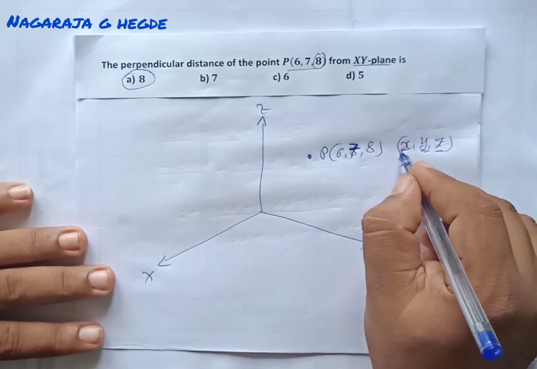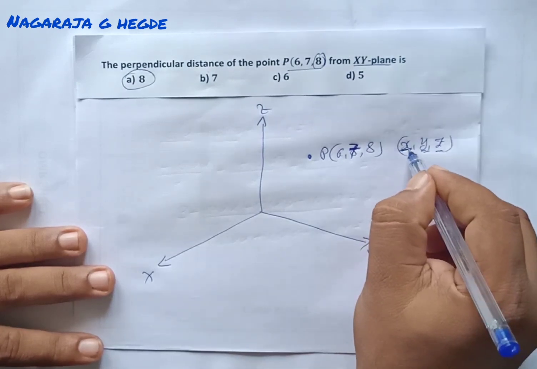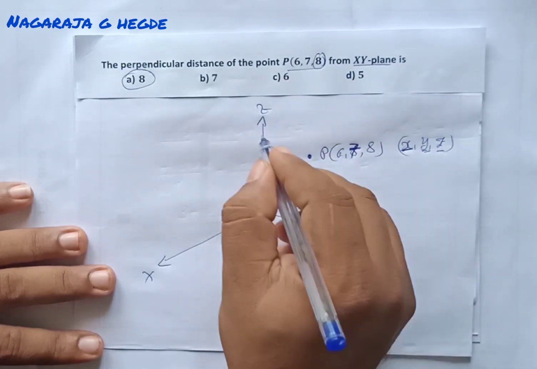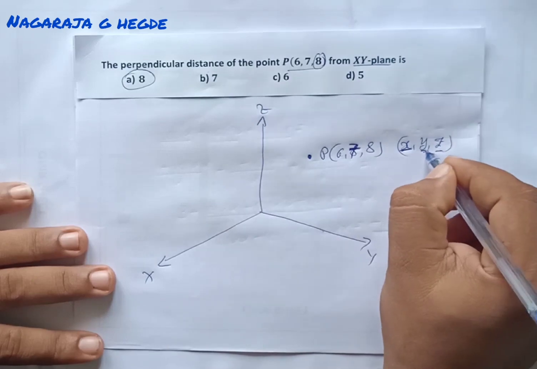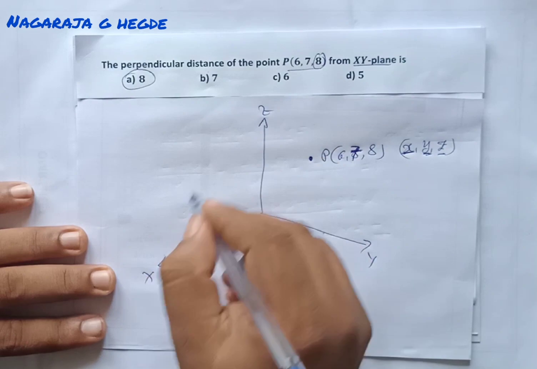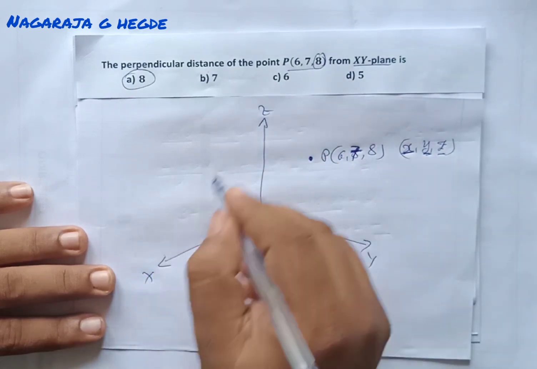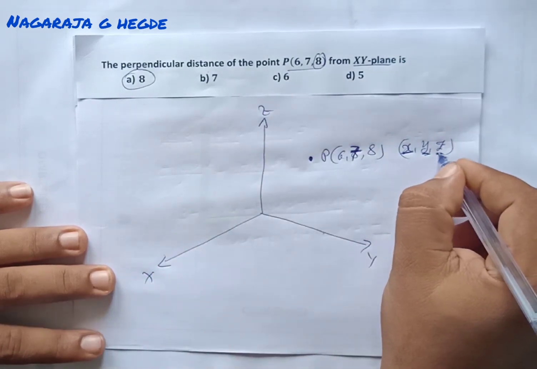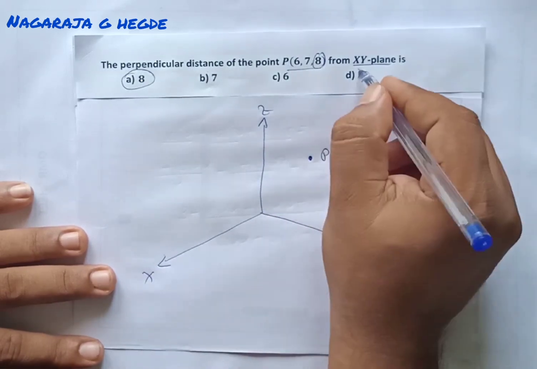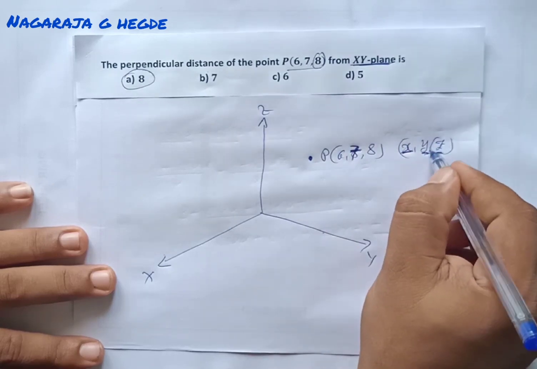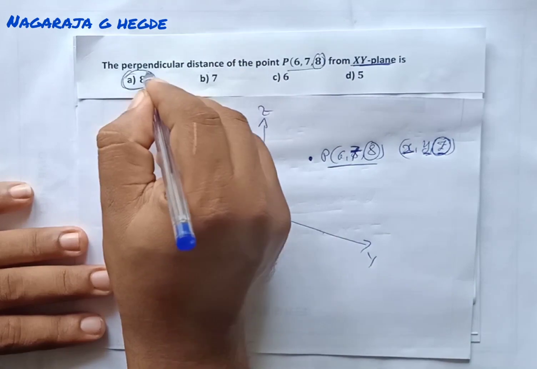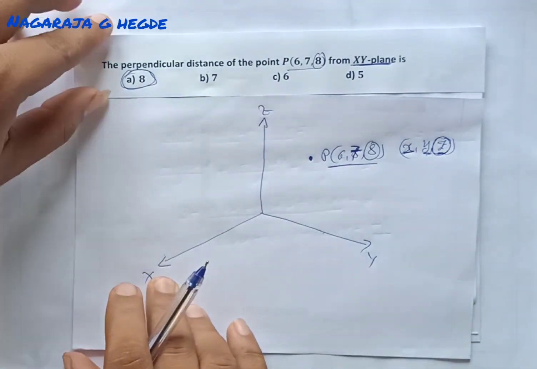It's very simple. This x coordinate always represents the distance from this point to the yz plane. And this y coordinate always represents the distance from this point to the xz plane. And this z coordinate represents the distance from this point to the xy plane. So the required answer is the z coordinate in the given point, that is 8. Therefore option A is the answer.